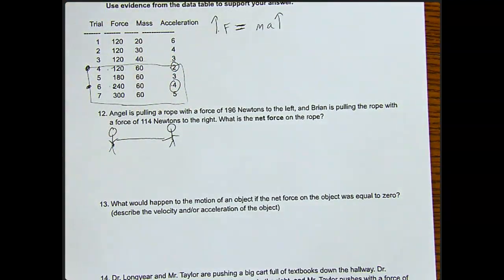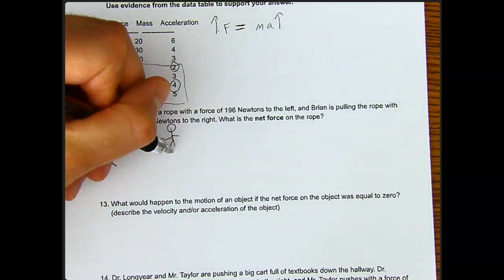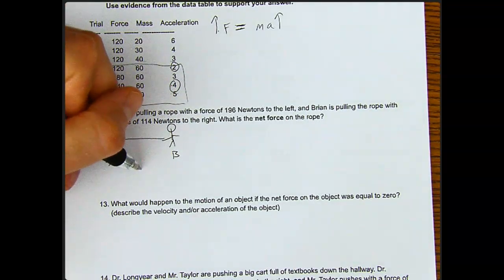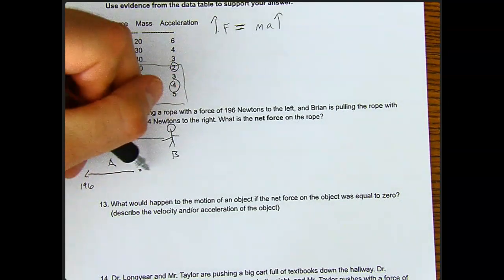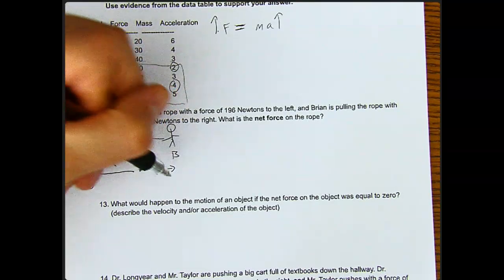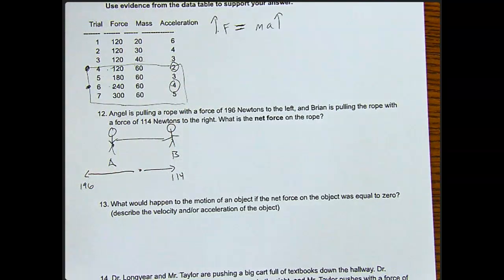Angel over here is pulling with a force of 196 newtons. Brian is pulling with a force of 114 newtons. So I'm going to try to draw their arrows accordingly. This arrow should be bigger because that force is bigger. So what's the net force?